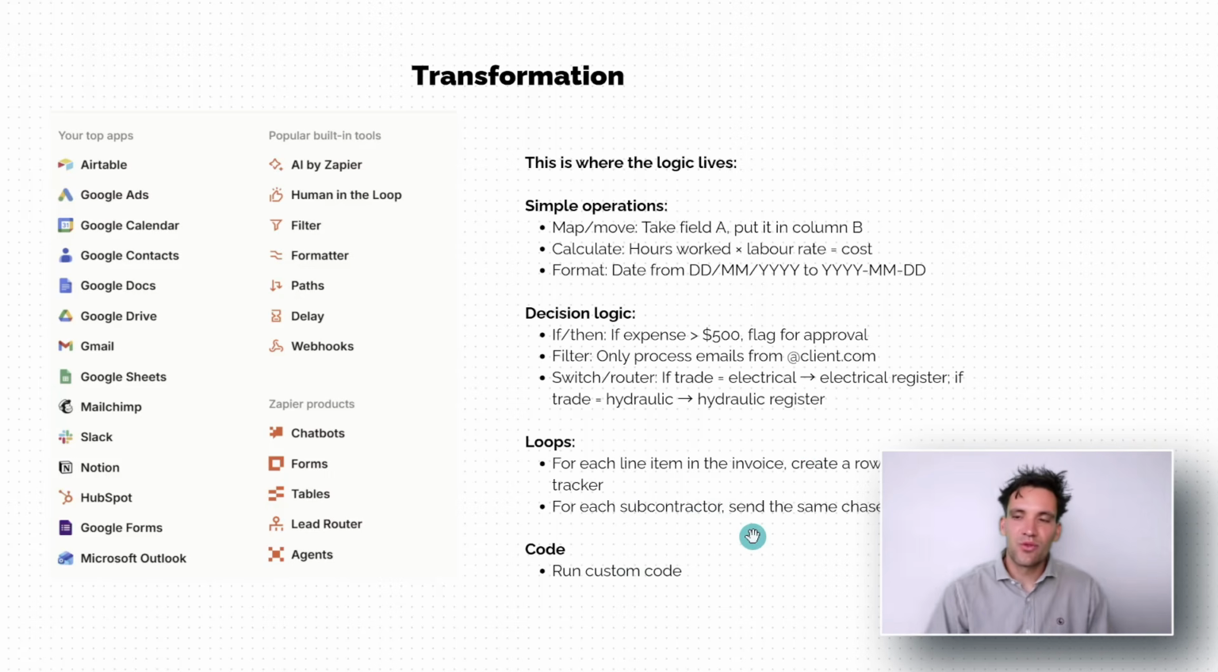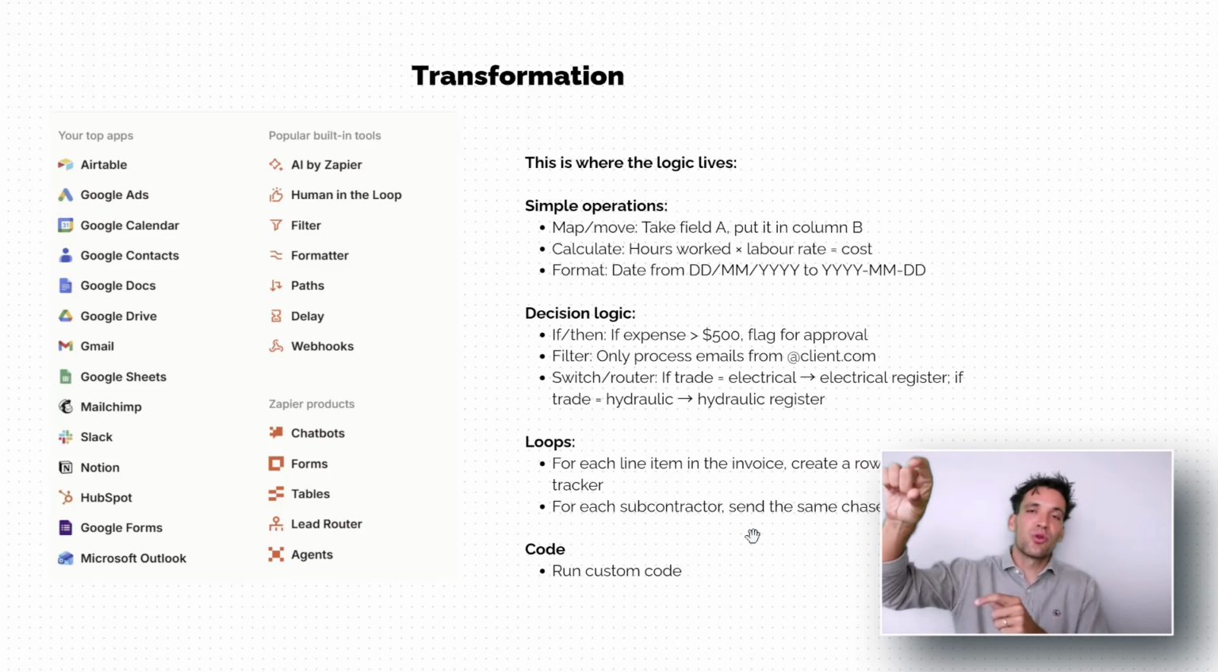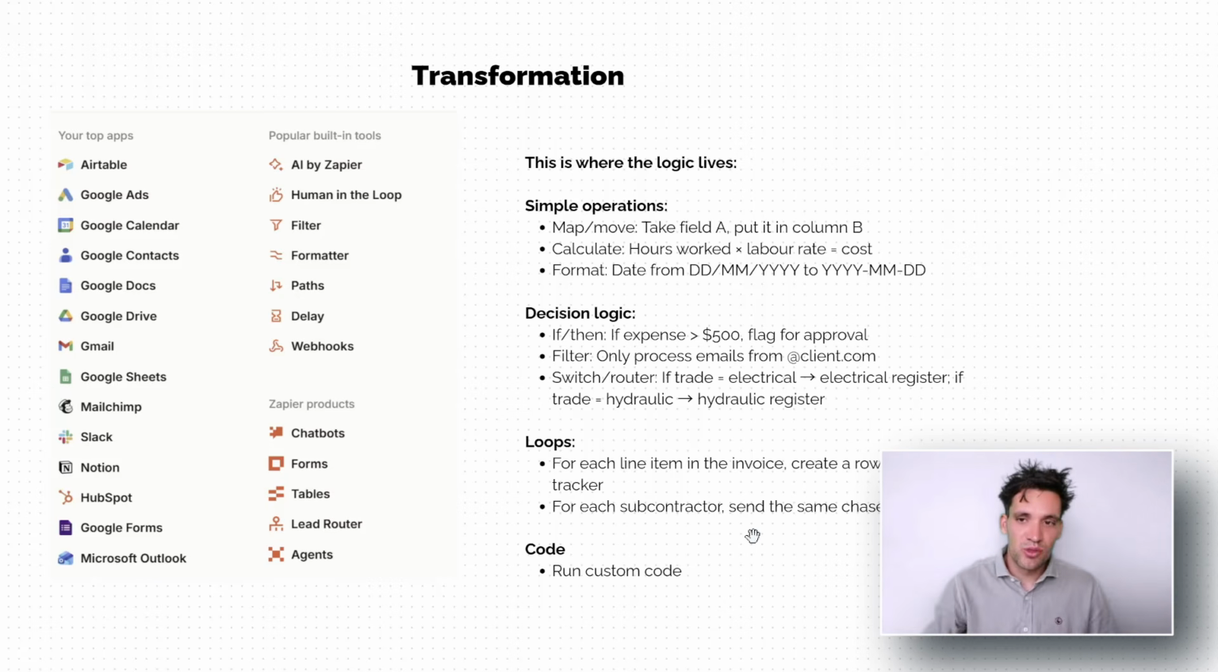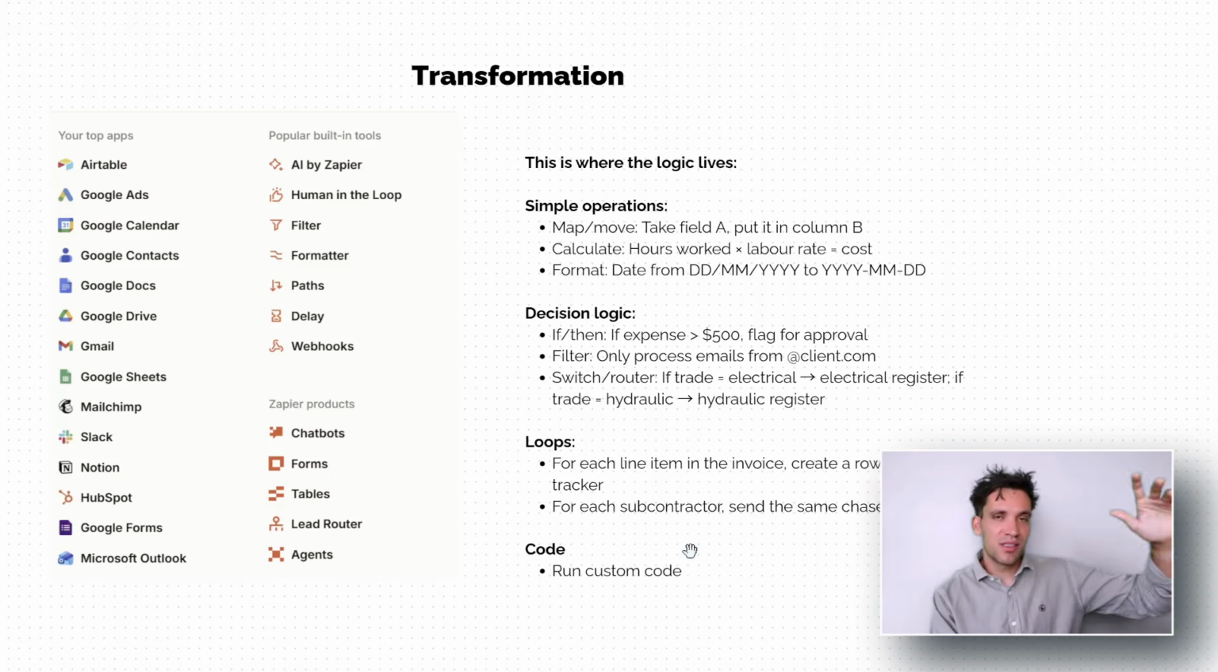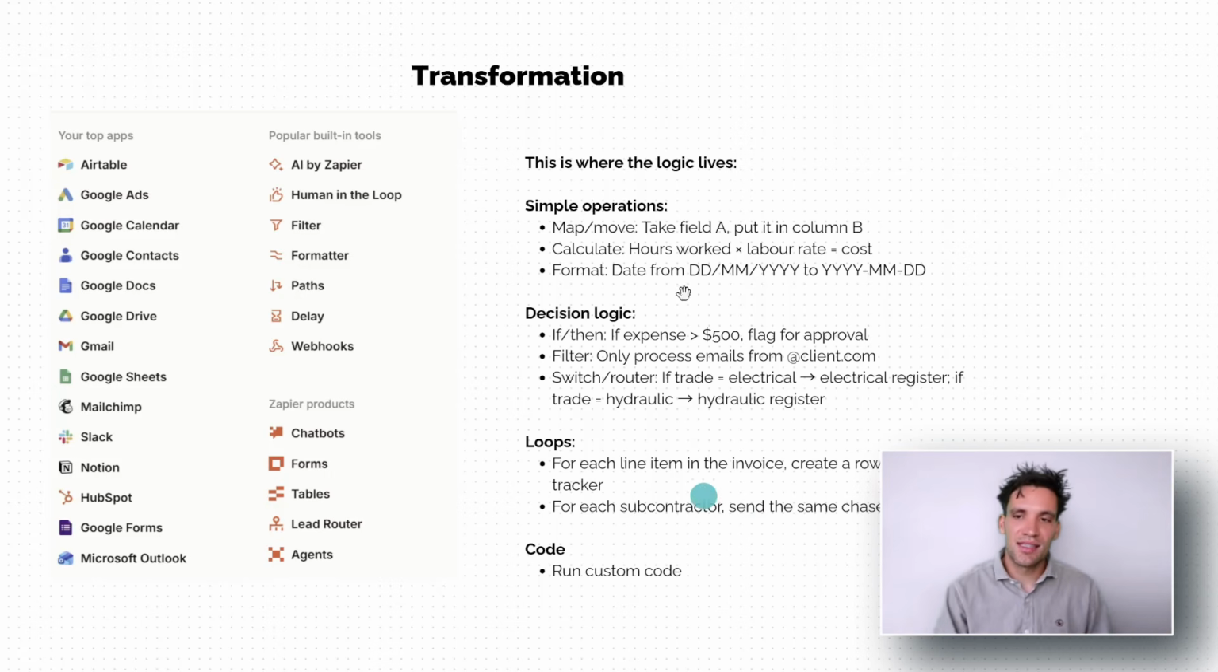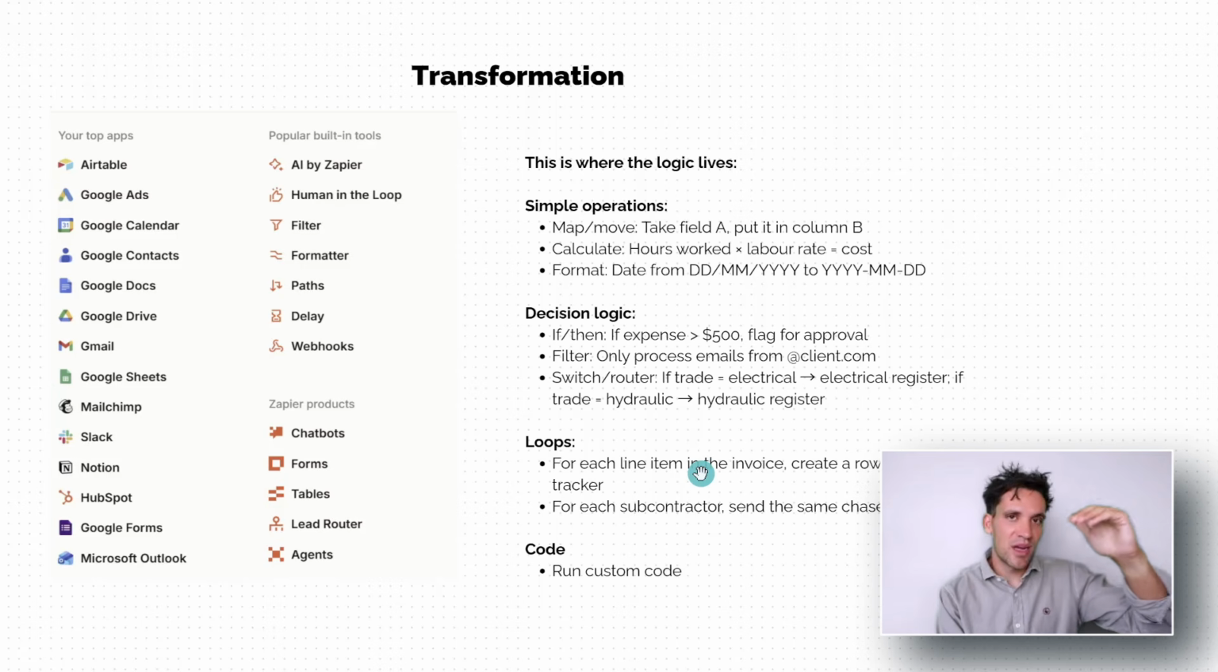We can have a loop. So a loop is for example, each line item in an invoice, you get a PDF document so you get an invoice from a supplier, it has 15 lines. You want to loop through each of those individual lines in your invoice and create a new record in an Airtable expense tracker. Or for each subcontractor, you have a list of 10 subcontractors, you want to send the same email. So a loop is an iteration. You're doing a task multiple times.